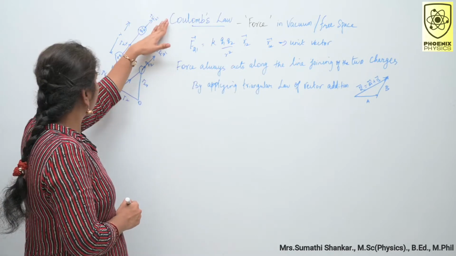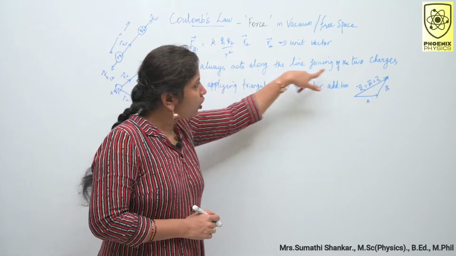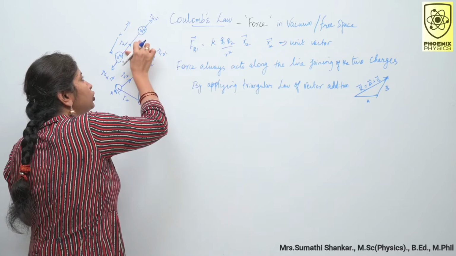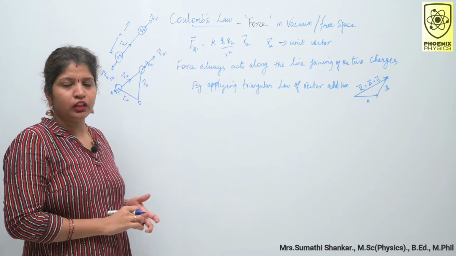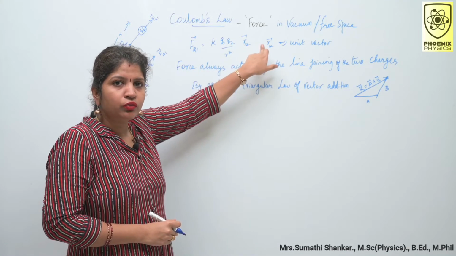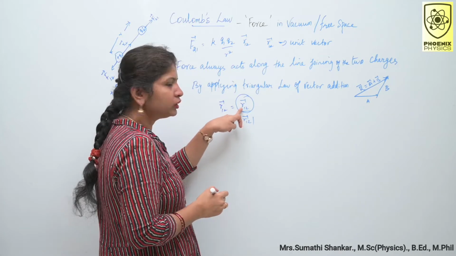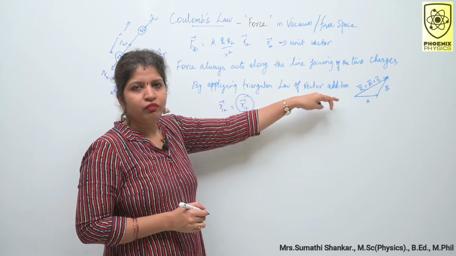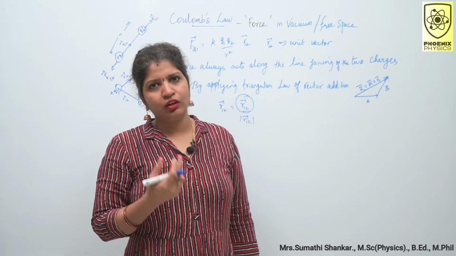So whether it is F21 or F12, it always acts along the line joining the two charges. So this is the line joining the two charges. The aim is to find out the unit vector r12. You know the formula. How do you find out this r12 value? By applying the triangular law of vector addition. You might have learned this triangular law of vector addition in your 11th standard.